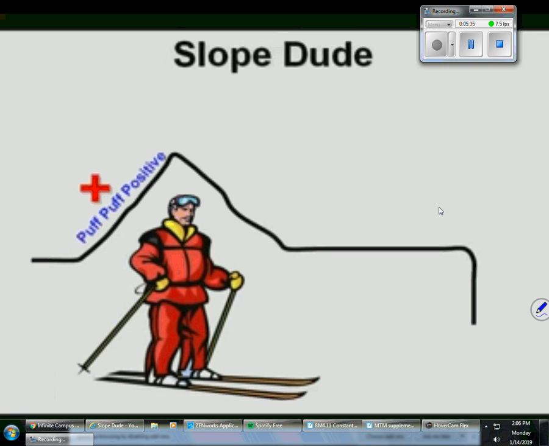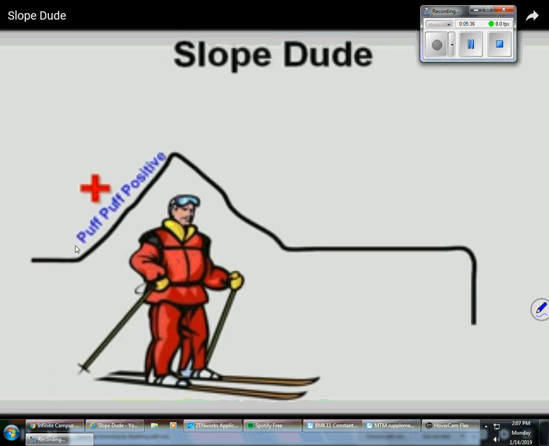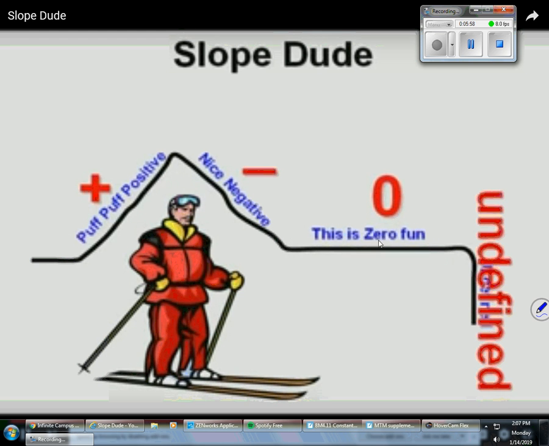Okay, so I know that's kind of goofy, but when he's going up the hill, it's puff, puff, positive. When he's coming down the hill, it's nice, negative. Just a different way of remembering it. When you're on the flat part, if anybody's ever done cross-country skiing, I'm not a fan. It's when you're in the flat part and you're working really hard, it's zero fun. Think about if you've never cross-country skied, maybe you've been tobogganing and you're on a flat part, you're not going very fast and it's going to be not very fun.